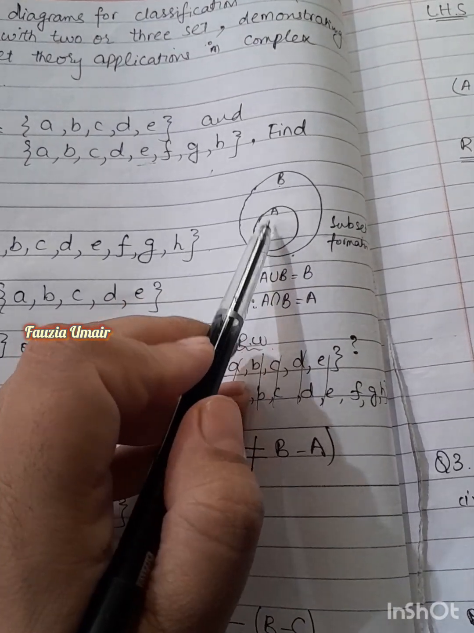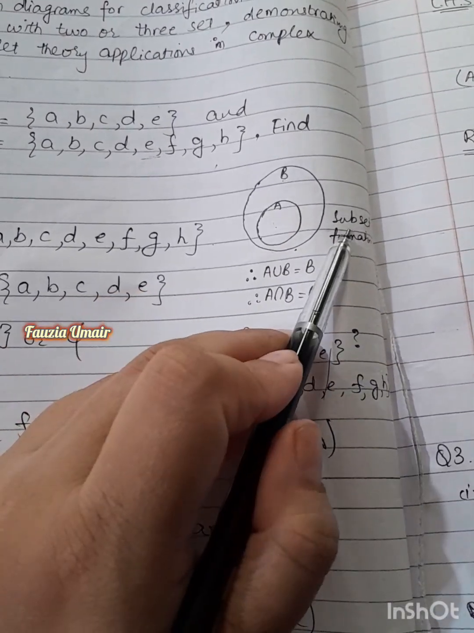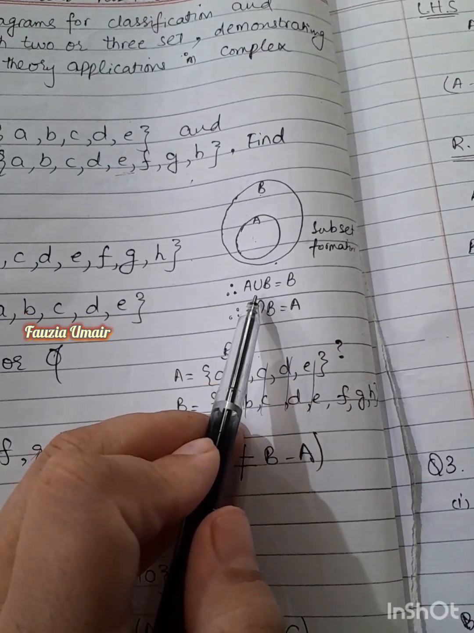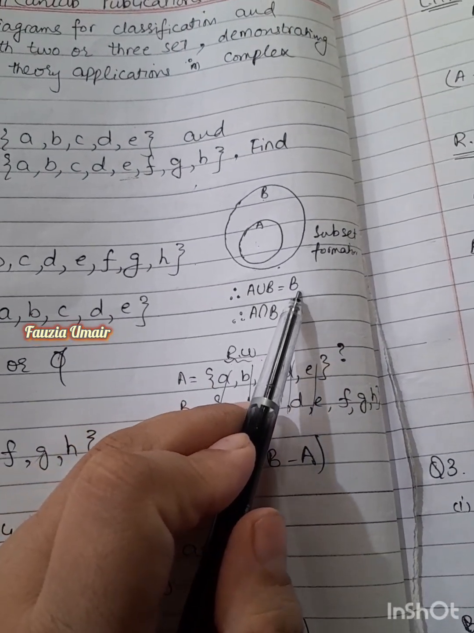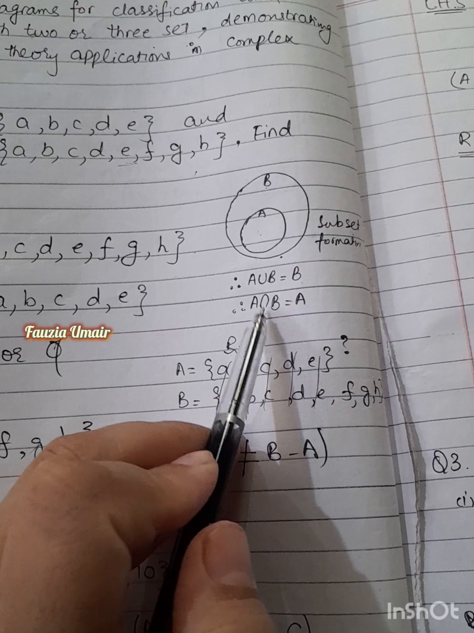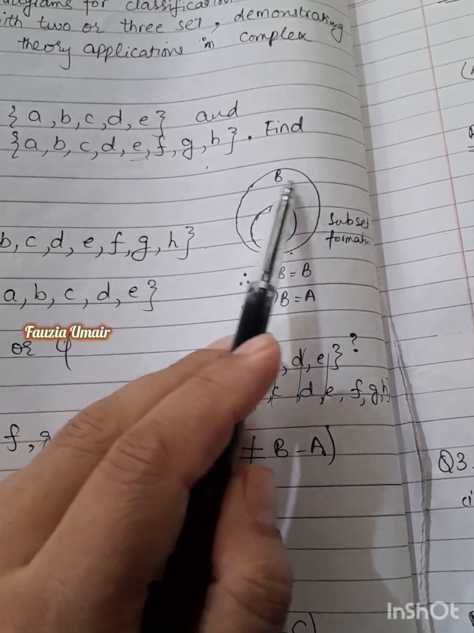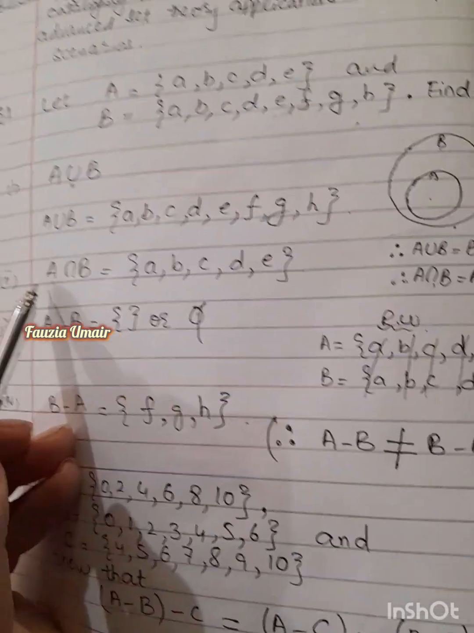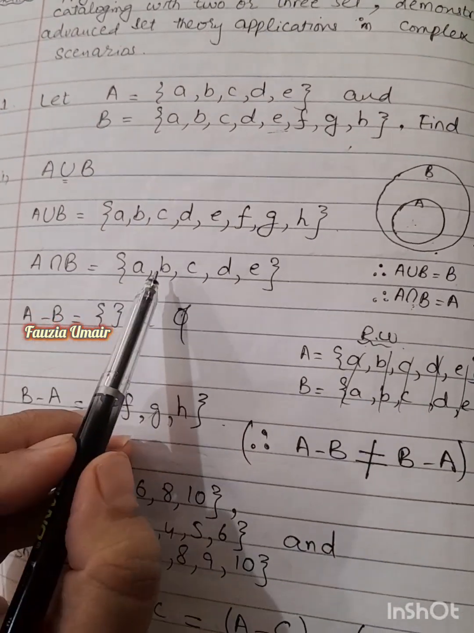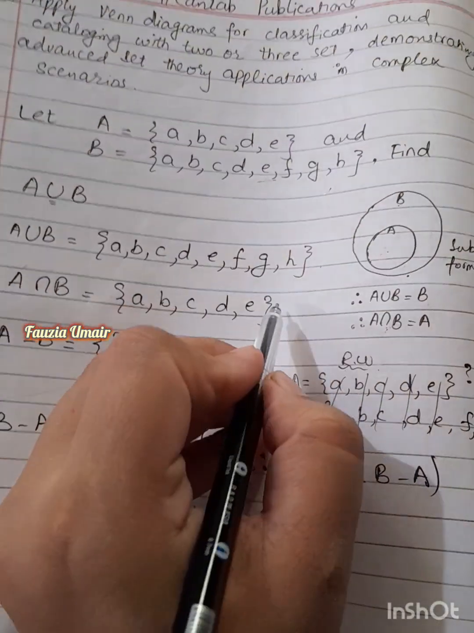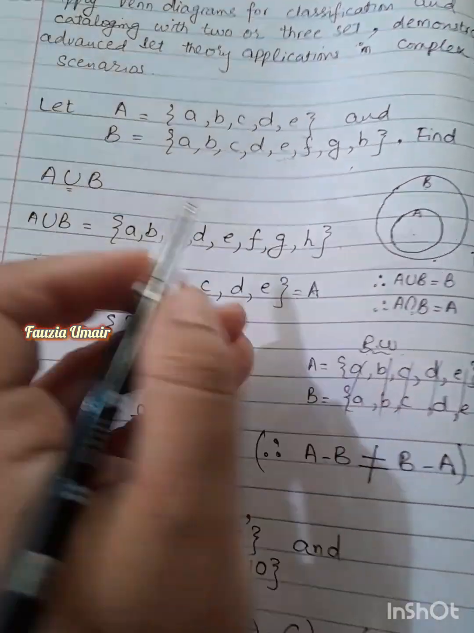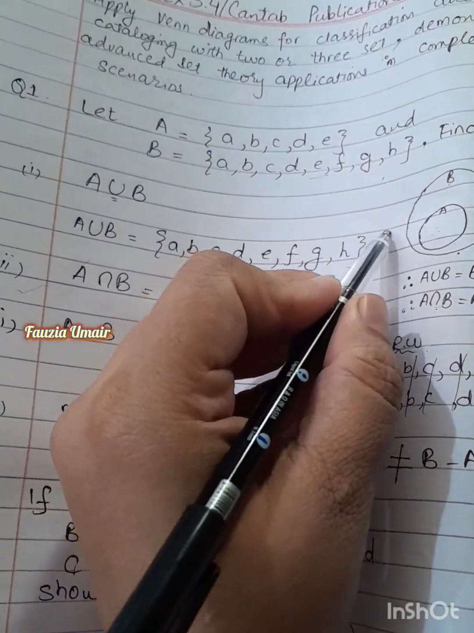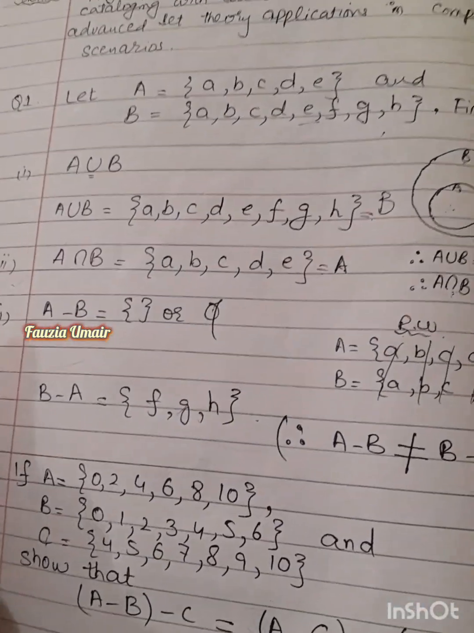As you can see in this question, A is basically a subset of B. So this property is there that A union B would always be B and A intersection B will be A, because all the elements of set A are part of set B also. So as you can see, A intersection B is basically set A. So this is a special formation.